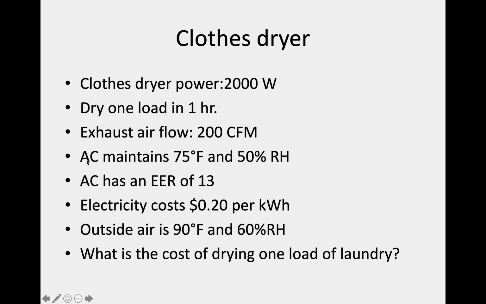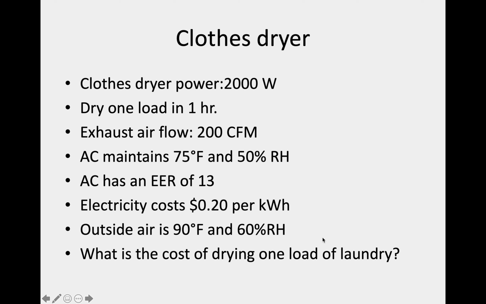And the air conditioner that we're using has an energy efficiency ratio of 13. And remember that the energy efficiency ratio is BTUH, so BTUs per hour that can be removed, so energy removed, divided by the watts that you input. And so the watts you input are going to be in watts. So it's 13 BTUH per watt. And in this location, electricity is going to cost 20 cents per kilowatt hour. And our outside air is 90 degrees Fahrenheit and 60% relative humidity.